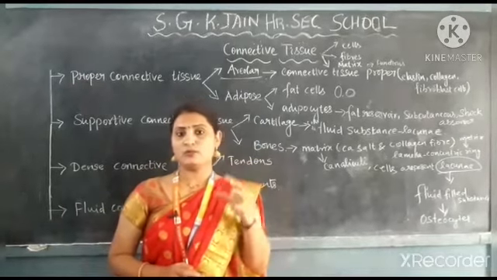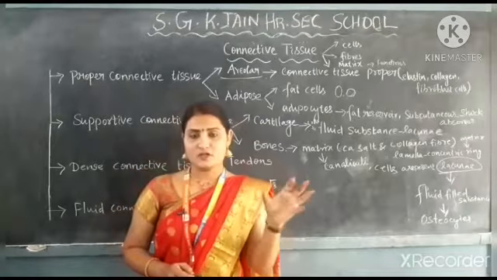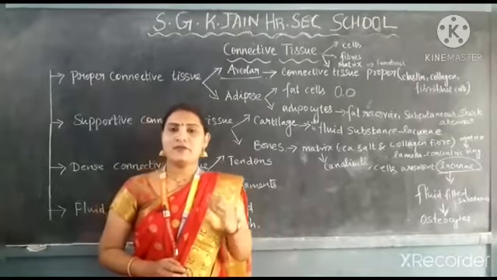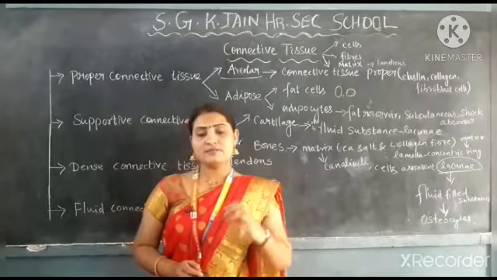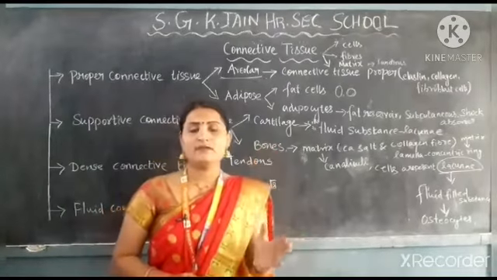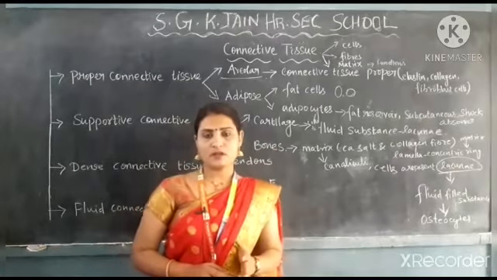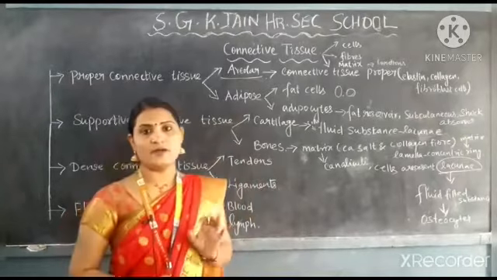Imagine that we don't have any connection in between all organs. What will happen when we move or when we do any other work? The body parts will get dislocated. So this connective tissue prevents the body parts from getting dislocated. So this is the main role of the connective tissues in our body.